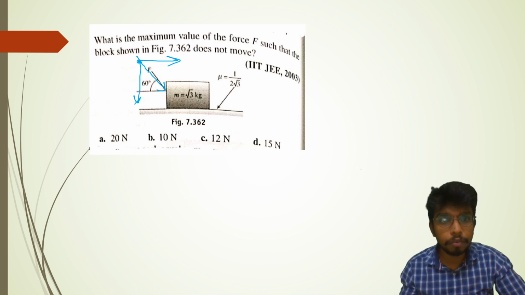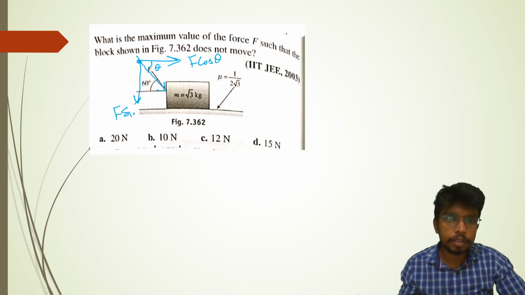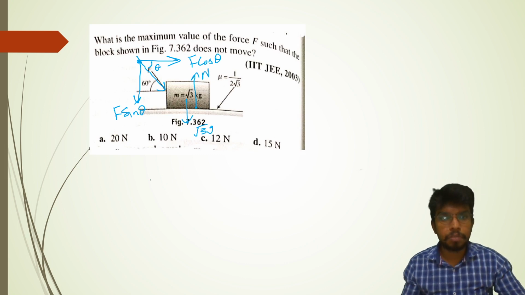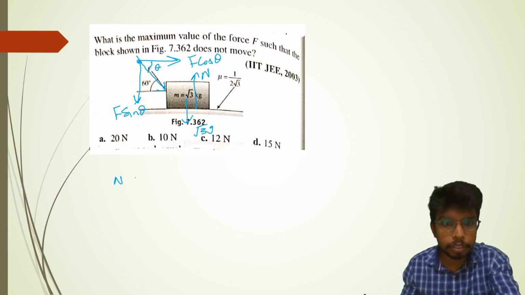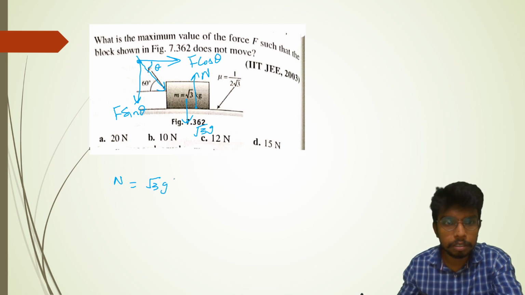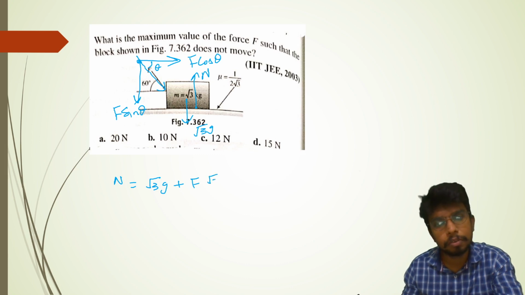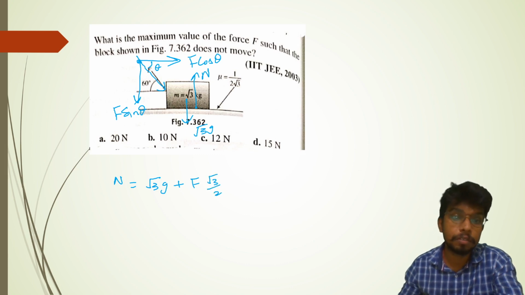The only force which is responsible for this to move is nothing but F cos theta, which is F cos 60, and F sin theta is in the downward direction. There will be root 3 g in the downward direction, that is mg, and there will be normal reaction. So the normal reaction will come out to be root 3 g plus F sin theta, which I don't know what it is. F sin 60 is nothing but root 3 by 2, so F root 3 by 2, this is N.